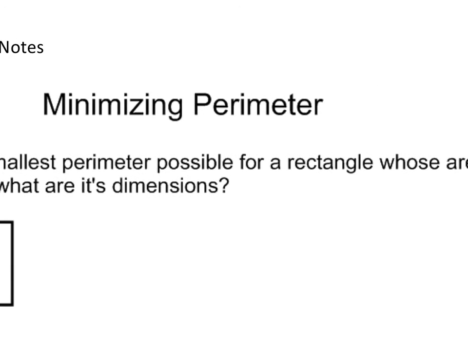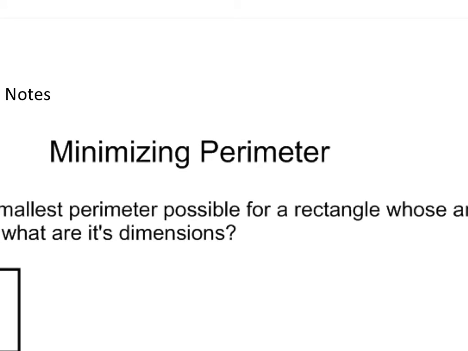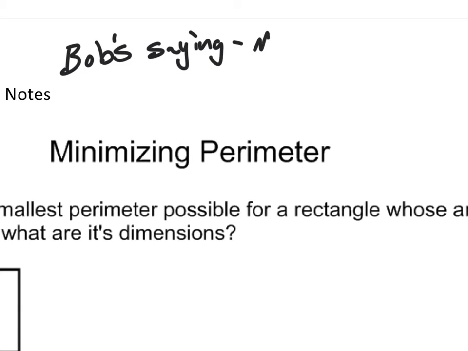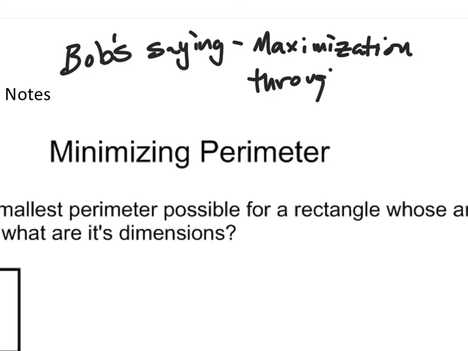Now, Bob is a true American, but Bob has a saying. Okay, here's Bob's saying. And his way of doing things and working is maximization through minimization.